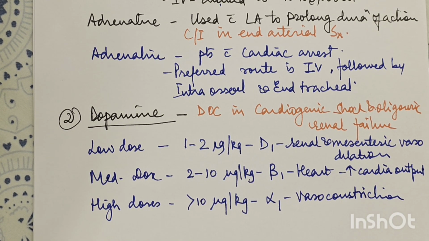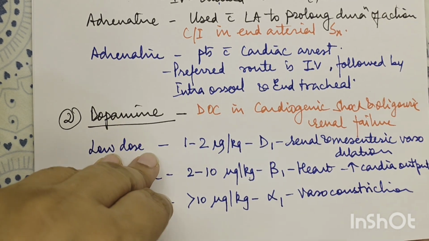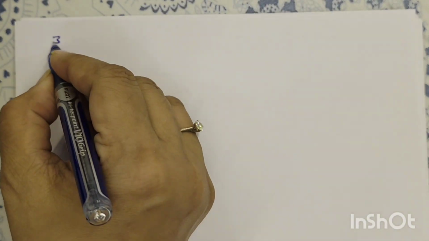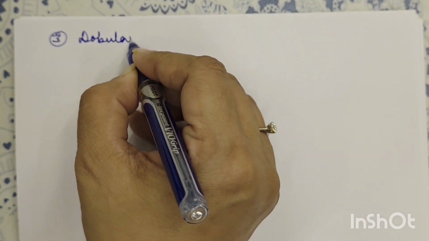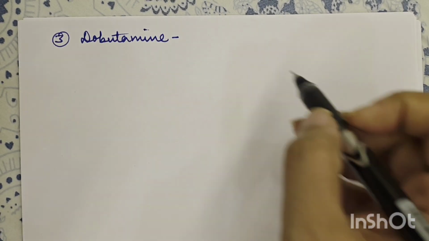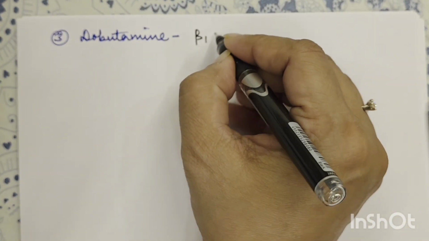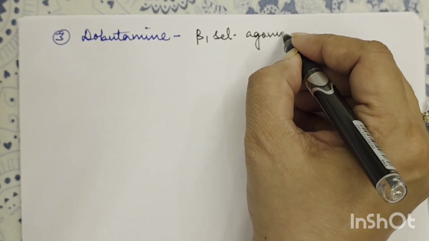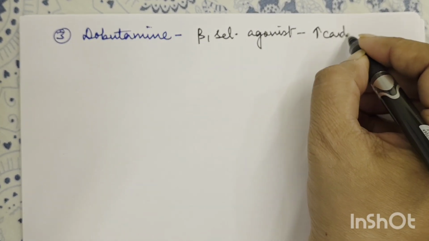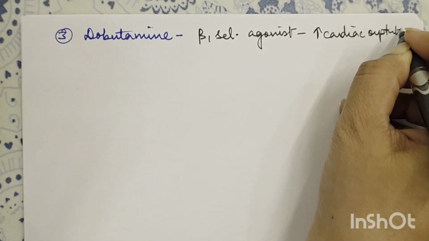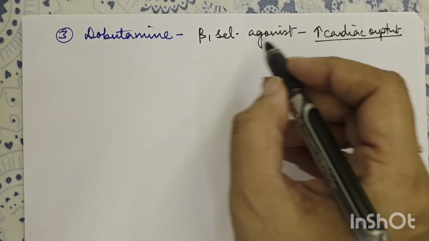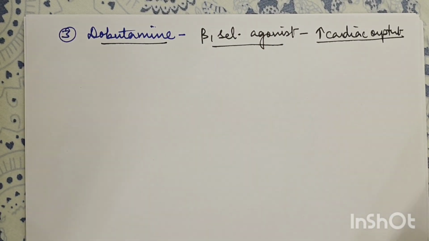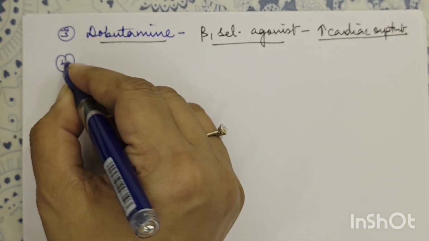At different doses it acts at different levels, and that is why it is used in renal failure, shock, cardiogenic shock. The next drug is dobutamine. Now there is confusion between dobutamine and dopamine, but dobutamine is basically a beta 1 selective agonist and its main action is to increase the functioning of the heart, increase the cardiac output. Okay, so this is the action by dobutamine, and that is why it is basically used in cardiac failure after a myocardial infarction.